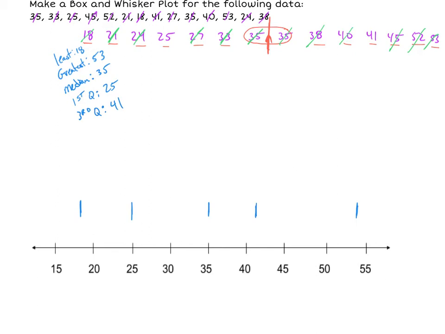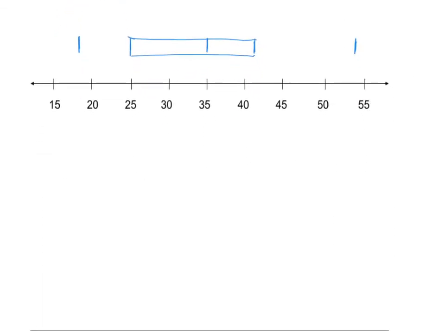So we're going to create a box from the first quartile to the third quartile. So my first quartile of 25, create the box. All the way there? Okay, so I've got my box. And then last step, I'm going to create my whiskers.